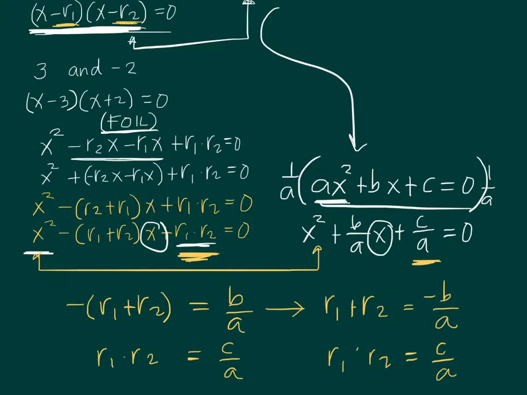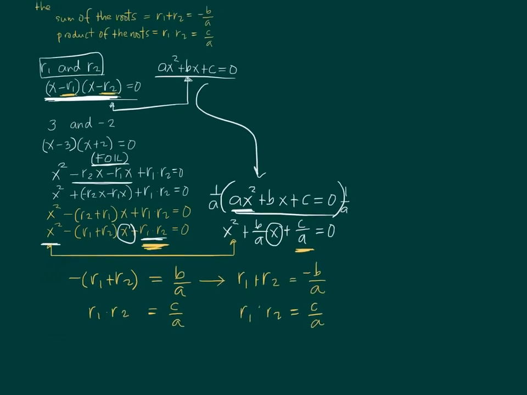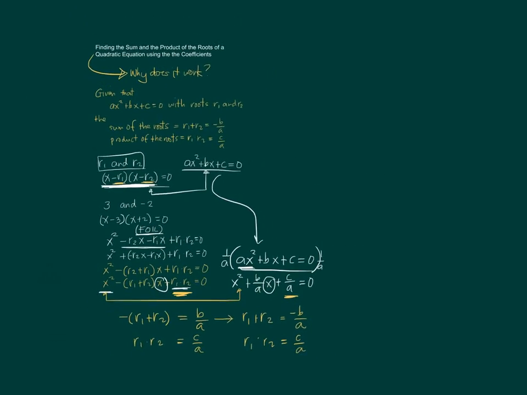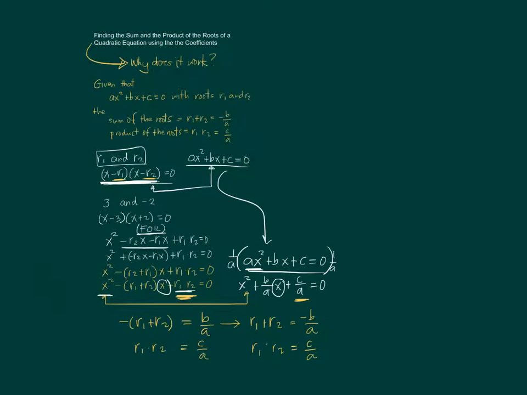Okay, so let's just take a look at the bigger picture of what we have done here. So I just showed you why the sum of the roots is negative b over a and the product of the roots is c over a. And that is simply by relating ax squared plus bx plus c equal to 0 to that of the equation that came from the roots r1 and r2, which is x minus r1 times x minus r2 is equal to 0.